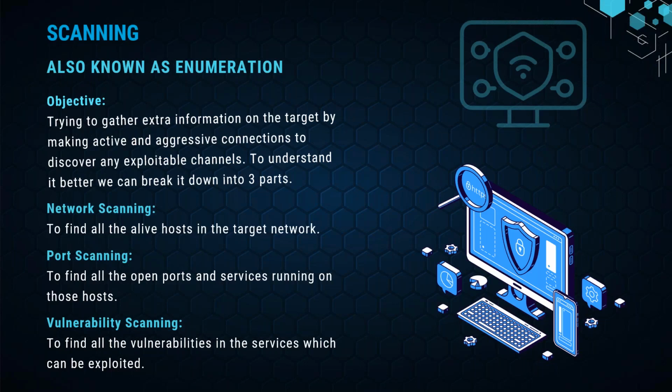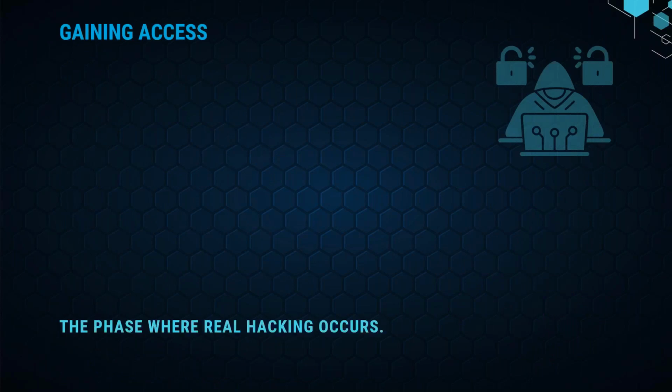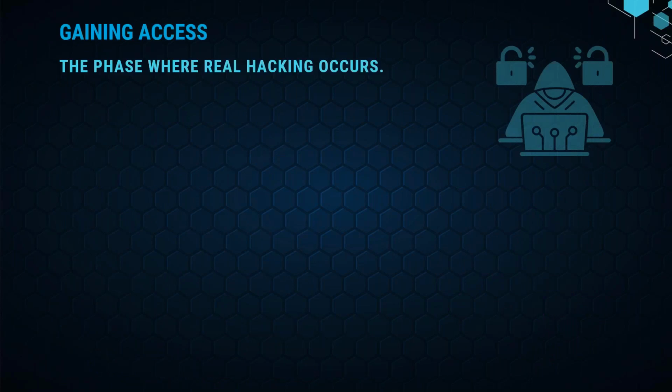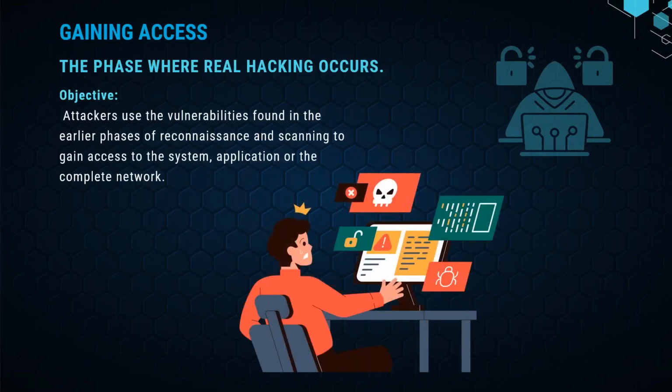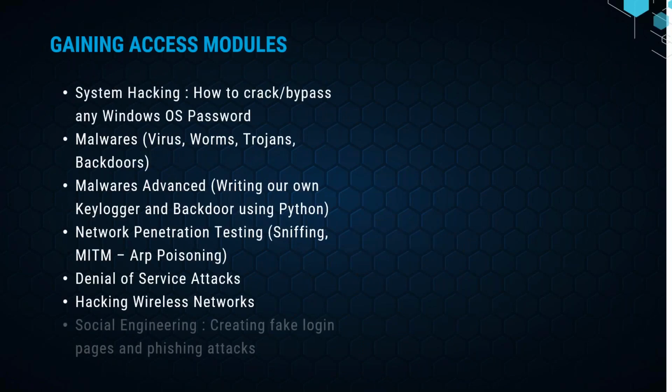Once you know what vulnerabilities exist, the next phase is attacking them, and that is called gaining access. This is the phase where the real hacking occurs. This is where the attackers use the vulnerabilities found in the earlier phases to attack the target system, the application, or the entire network. Again, a very huge module, guys. This is the list of topics we'll be going through.